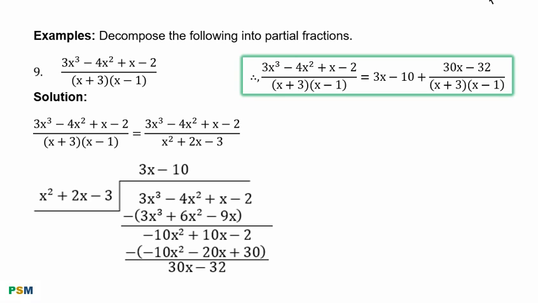Examples: decompose the following into partial fractions. Number 9, you have the given compound fraction. If you observe very well, after the expansion of the denominator, the degree of the numerator is higher. So we have an improper fraction. You have it in this form after expansion. So you have to divide.